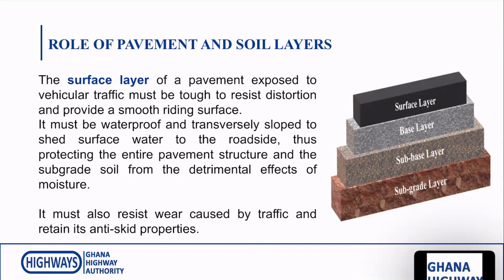Now, what is the role of the pavement and soil layers in road pavement? The surface layer of a road pavement, which is exposed to traffic, must be tough to resist distortion and provide a smooth riding surface. It must be waterproof, so that it can shed surface water to the roadside, therefore protecting the entire pavement structure and the subgrade from the bad effect of moisture. It must also resist wear caused by traffic and retain its anti-skid properties.